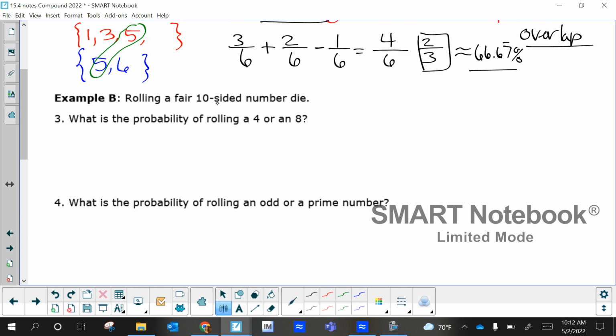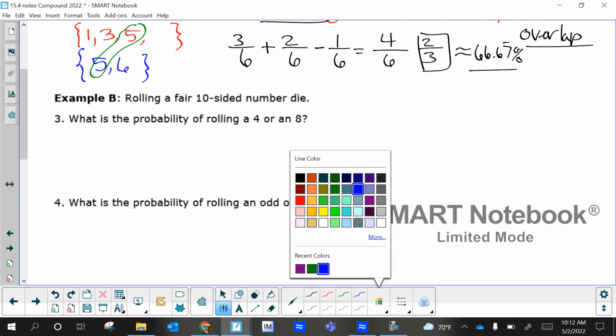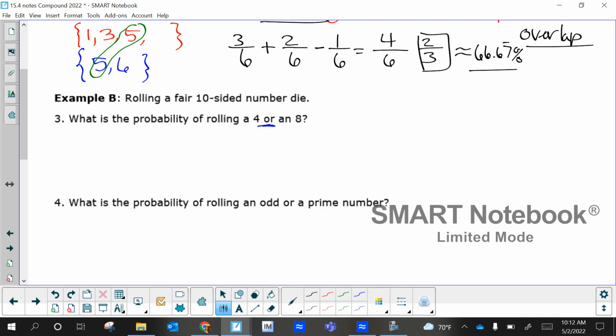Rolling a fair 10-sided number die. Okay, so kind of similar to the one we did earlier. So it says, what's the probability of rolling a 4 or? Okay, so there's that word or. So that means this is 2 samples. Nope, sorry, just did the opposite. Or means I'm just 1 sample. So that means I'm doing the addition formula, okay? And then we'll check to see if it has an overlap.